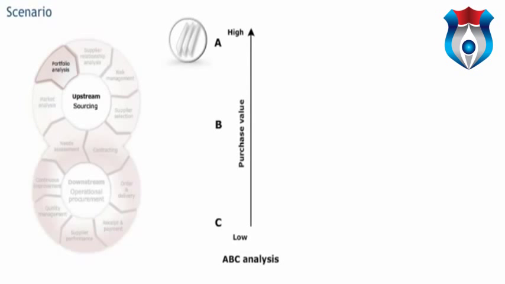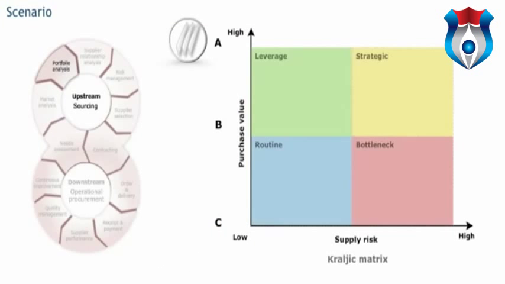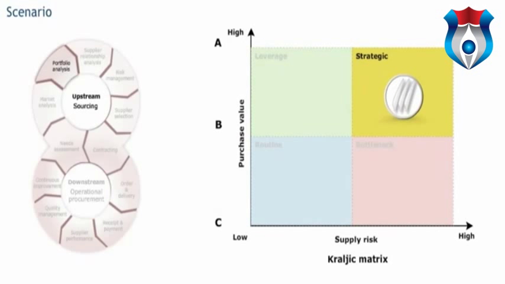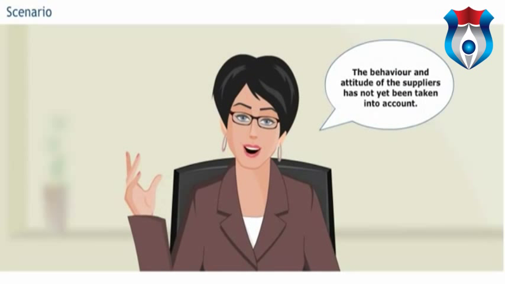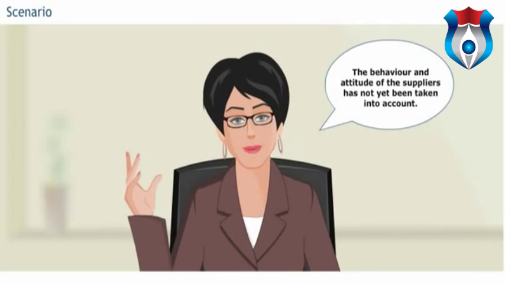We also classified the item. We used the portfolio matrix and positioned the blades in the strategic quadrant. This indicates that a partner relationship type has to be engaged with a blade supplier. That's right, Daniel. However, the behavior and attitude of the suppliers has not yet been taken into account.